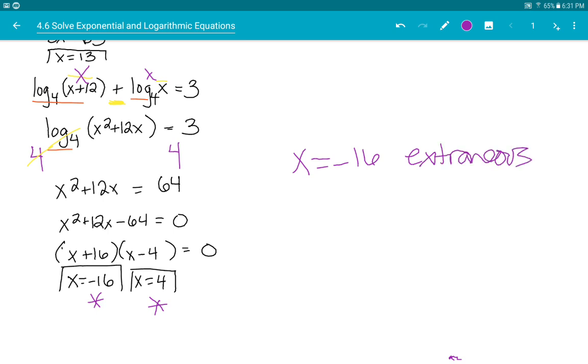Okay. What is the 4 value here? If I plug in 4 plus 12, that's positive. And then if I plug it into the second one up here, it's just x, so it's positive. So this one's a valid solution.